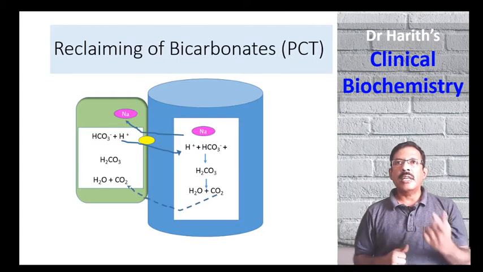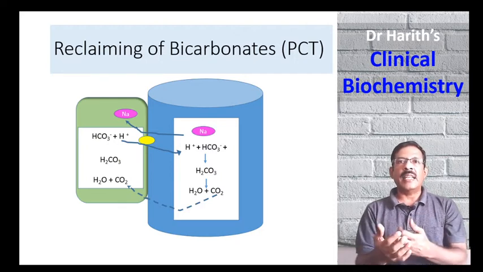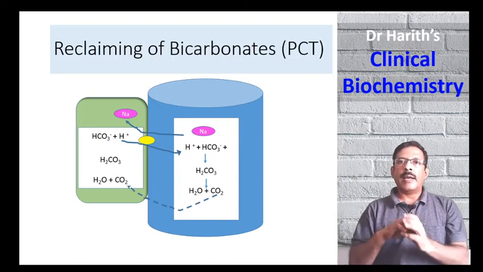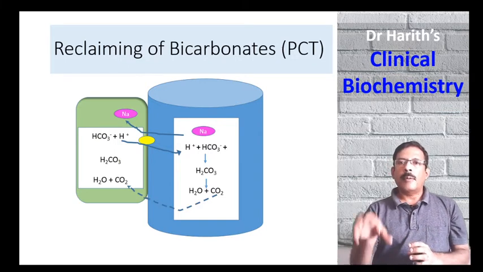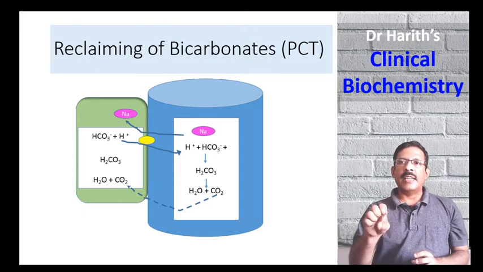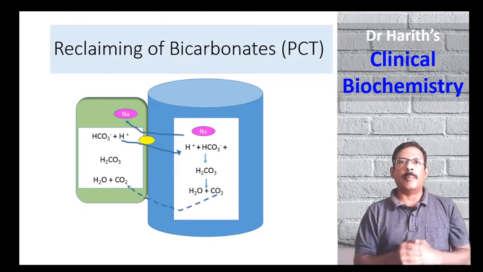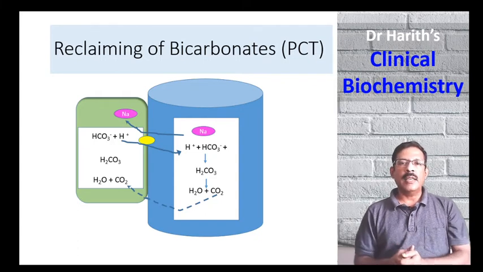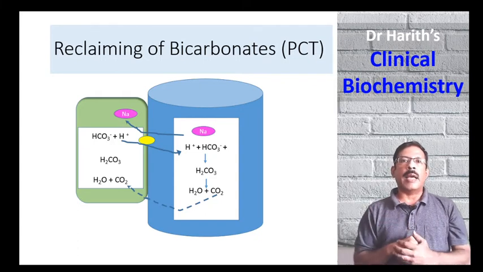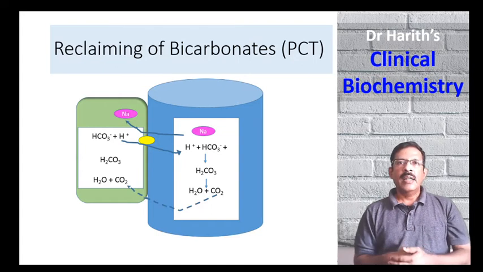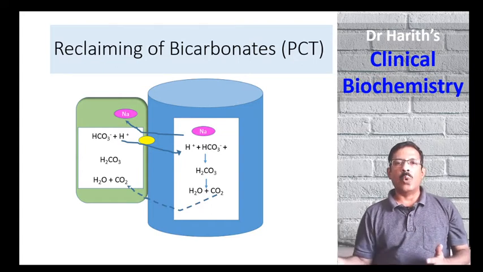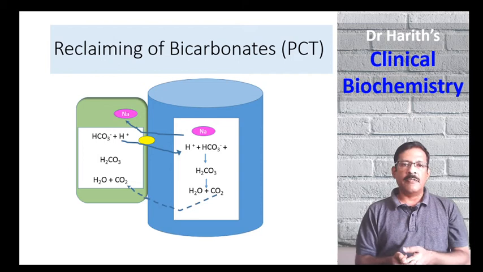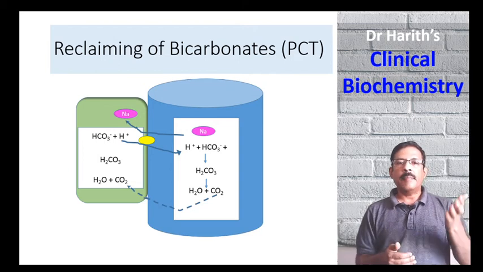The next is reclaiming of bicarbonates. Reclaiming of bicarbonates occurs in the proximal convoluted tubule. Now the word reclaim implies that the bicarbonates have already been lost and the body is now deciding whether it needs the bicarbonate or doesn't need the bicarbonate. If there is acidosis, the body requires alkali, in which case it will reclaim this bicarbonate. If the pH is alright, this bicarbonate is in excess, it needs to go off. So there's an elaborate mechanism where the body can reclaim the bicarbonates.